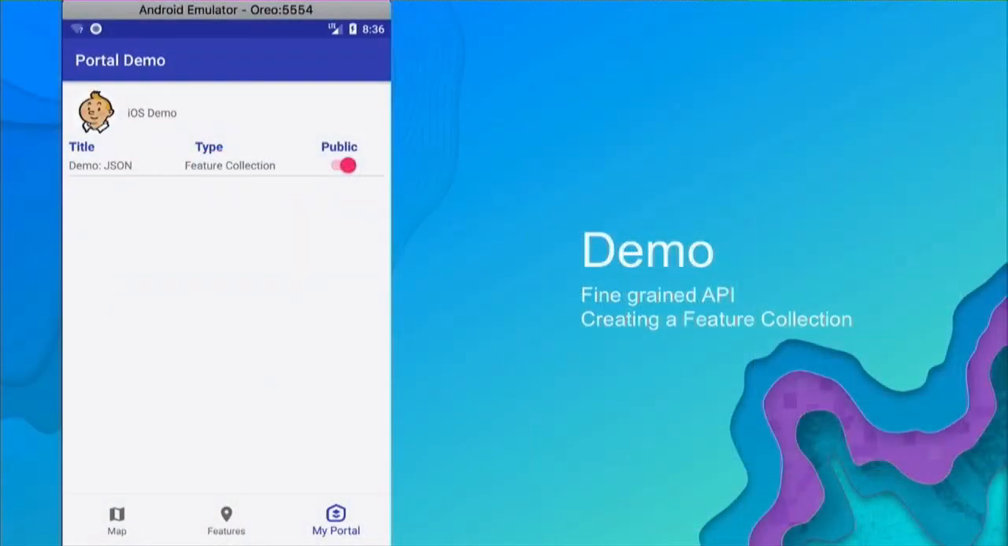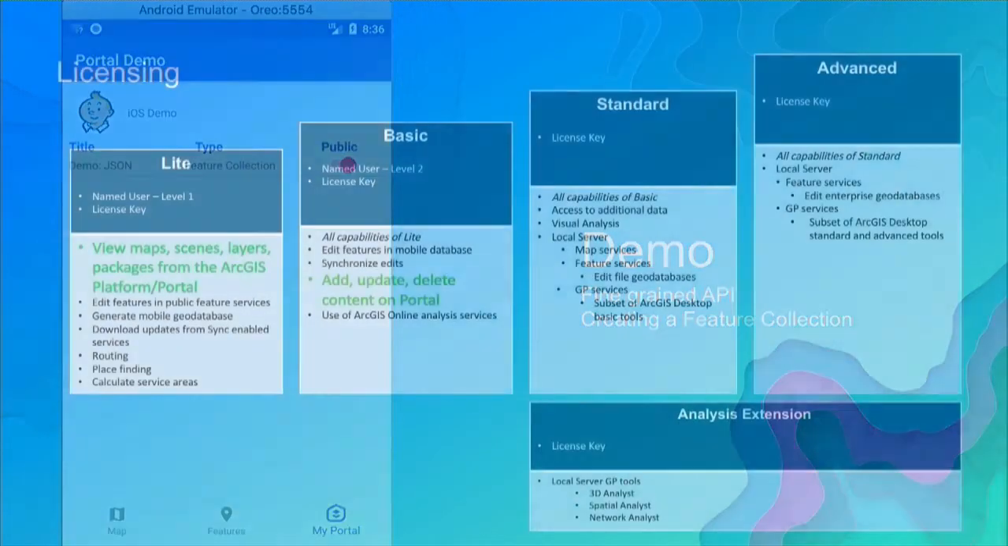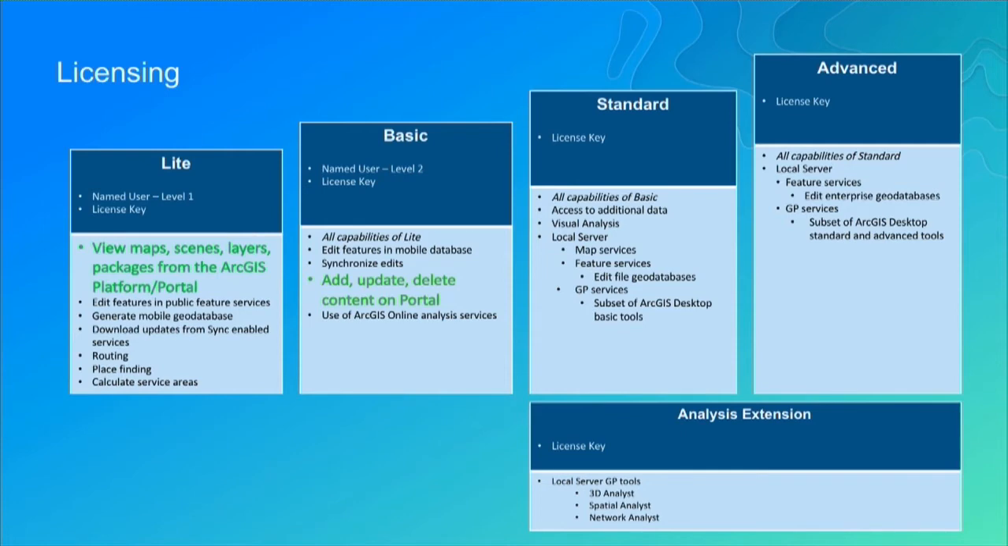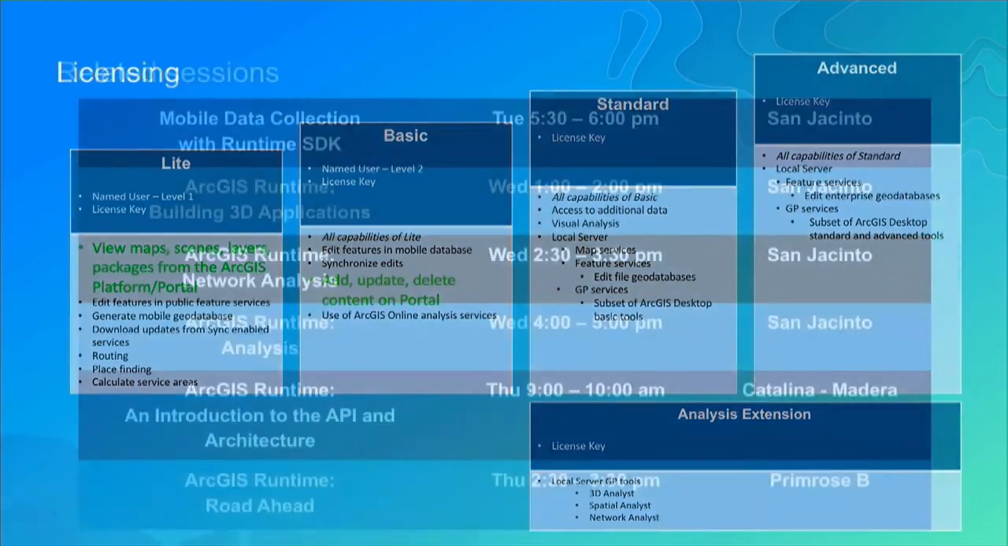Okay, so that was all the content I had about creating and sharing data. Just to give you an idea about the licensing for runtime, we have 4 different levels of licensing. If you're working with portal and you want to do only read-only operations, then that would work with a light license. But in case you want to add or modify content, you need to have a basic license.